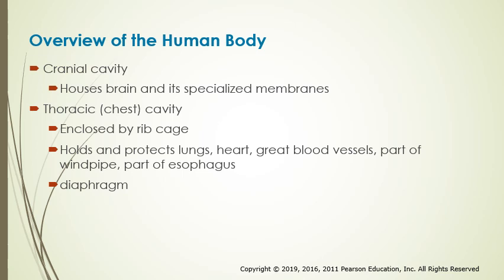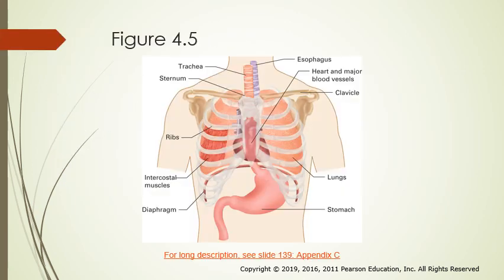In your thoracic cavity, protected by the rib cage, you have your lungs, heart, great blood vessels like your vena cava and your aorta, part of your windpipe and part of the esophagus, and also the diaphragm. The diaphragm is also our primary muscle for breathing, and it divides the thoracic cavity from the abdominal cavity.